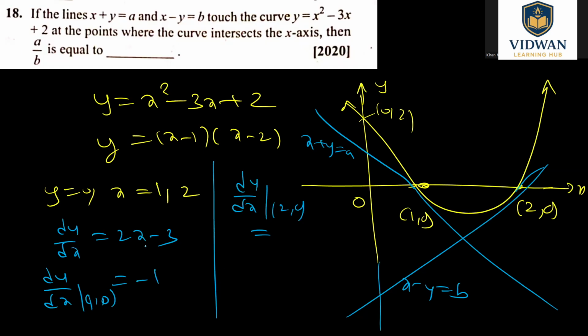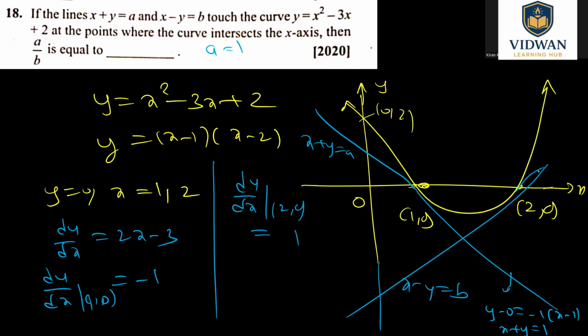If you substitute x equal to, this will give you 1. So once you know the slope of the lines, you can find their equations and compare and find a and b. So what would be this line? This line is passing through (1, 0). So y minus 0 equals slope of this line, which is minus 1, into x minus 1. On simplifying, this should give you x plus y is equal to 1. So that means your a has to be 1.